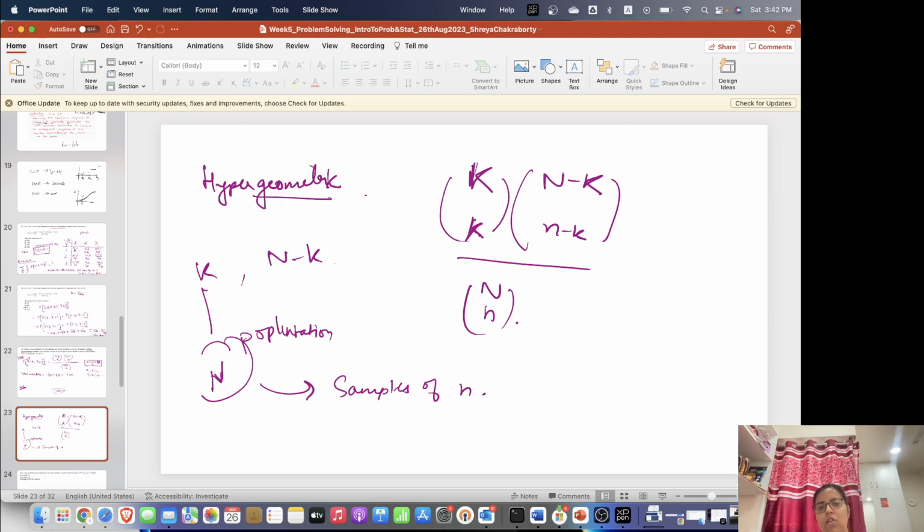Essentially it represents k samples with a certain feature, where we have a dichotomous situation. We have two features, let's say. So from this total population, which can be dichotomously divided into two groups, the probability that we have some number from one of the groups is given by this.